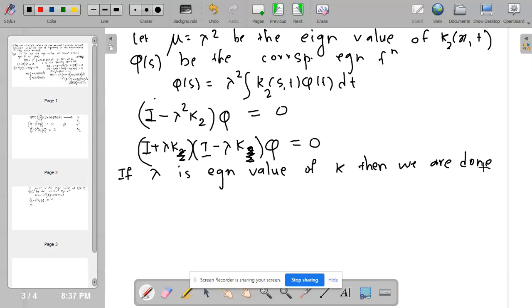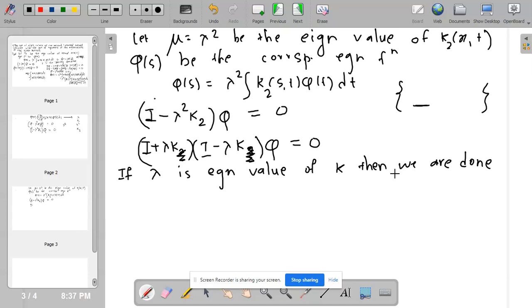Why? Because what we want to show is that if mu, which is equal to lambda square, is the eigenvalue of k2(x, t), then we want to find some eigenvalue of k(x, t) such that the square of that number is lambda square. And if we can show that lambda is the eigenvalue of k(x, t), then the square of that number is lambda square, which we already have. So if lambda is the eigenvalue of k, then we are done.